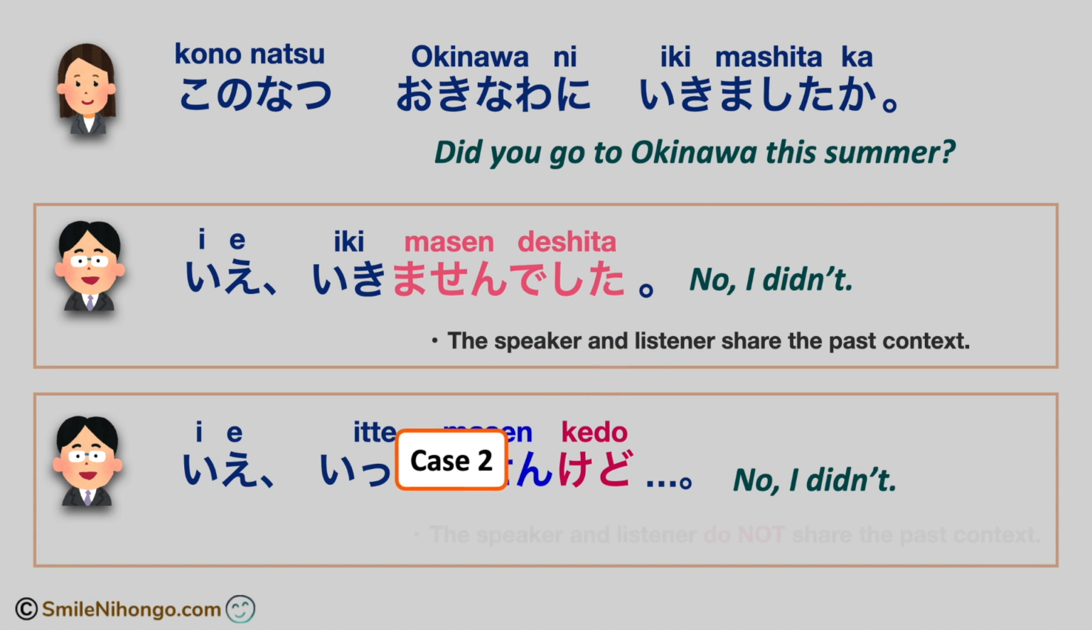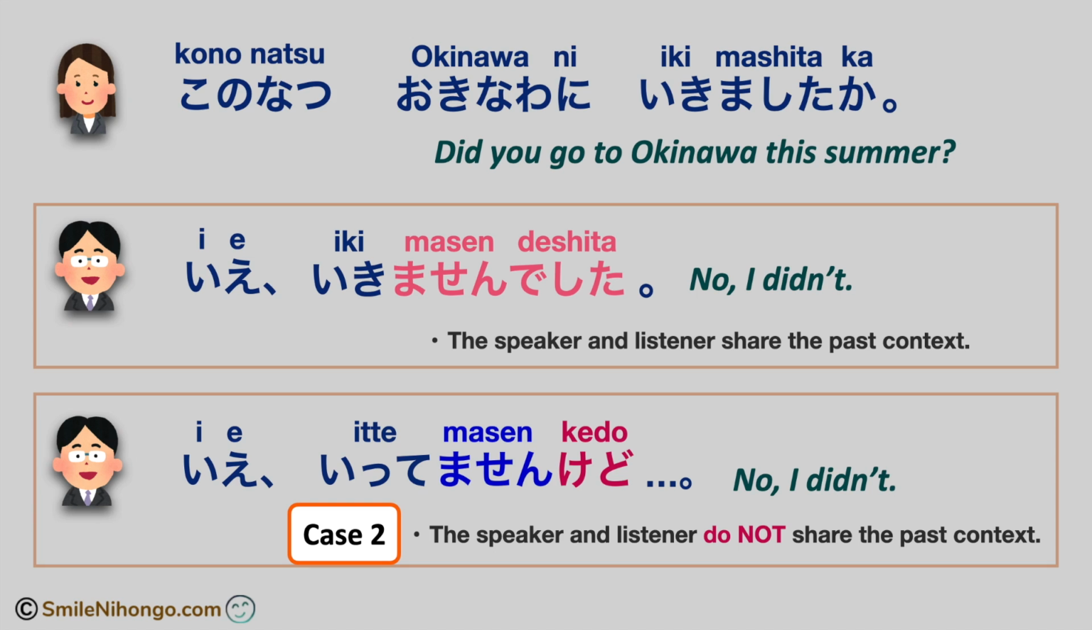This is case number 2. When the speaker and the listener do not share the past context, てません tends to be used for no I didn't. This is another tendency that Japanese linguists found out when native speakers respond てません instead of ませんでした for no I didn't.